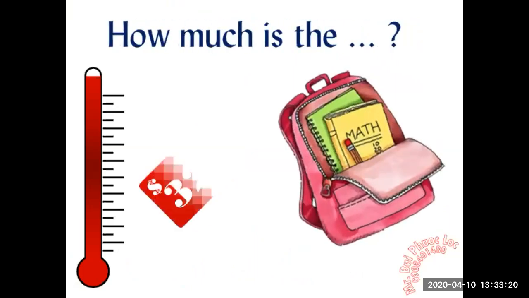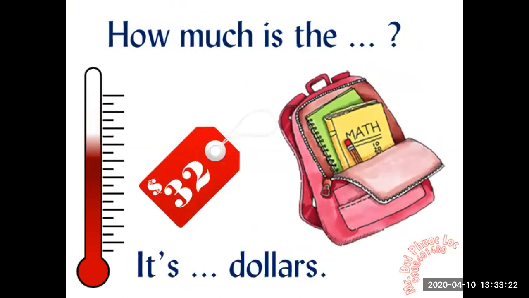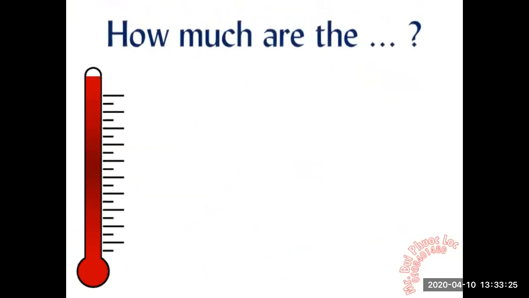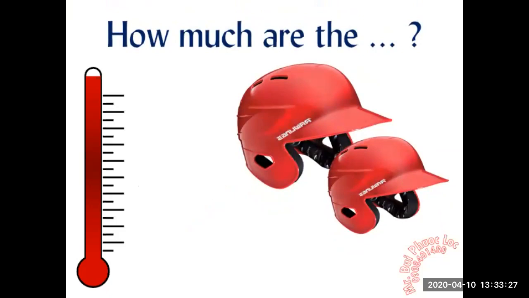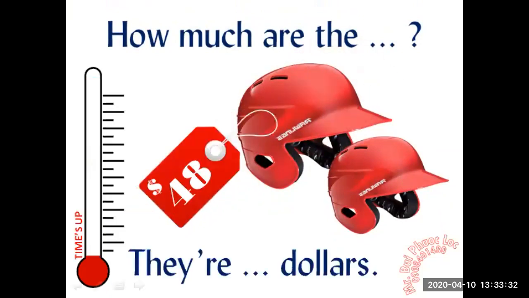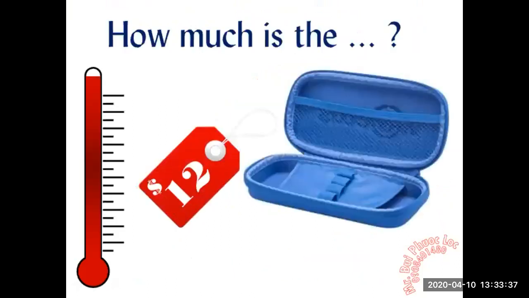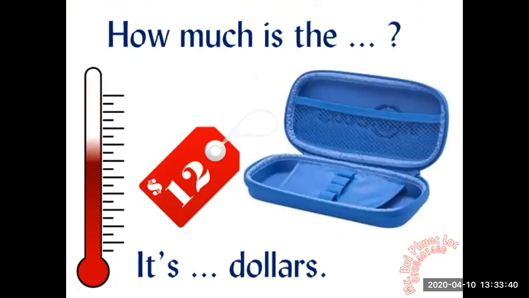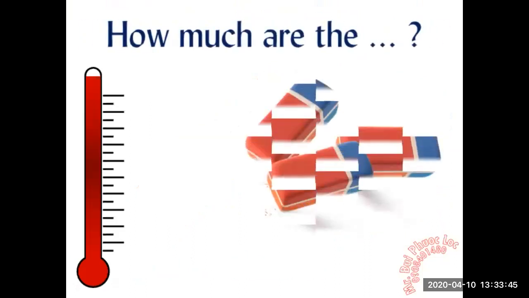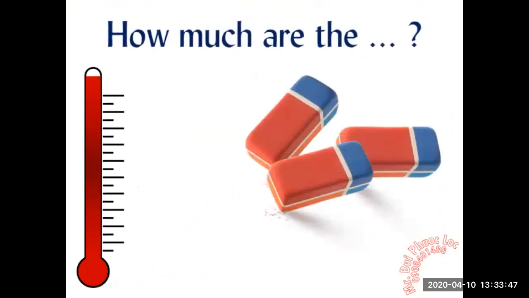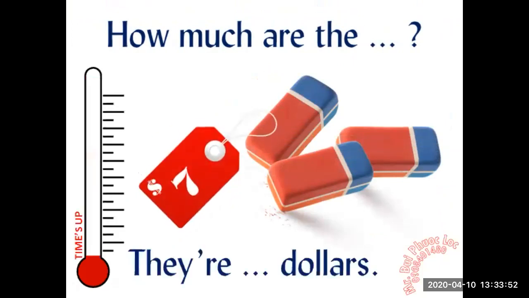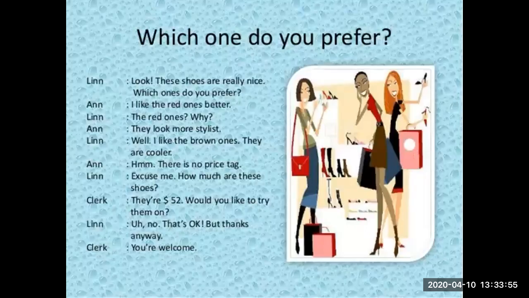How much is the bag? It's $32. How much are the helmets? It's plural, that's why we used are. They are $48. Great. How much is the pencil case? It's $12. Great. How much are the rubbers? Because it's plural, we said how much are. They are $7.